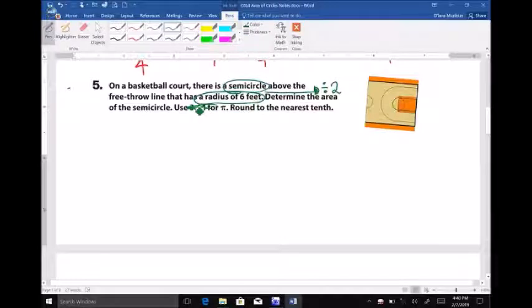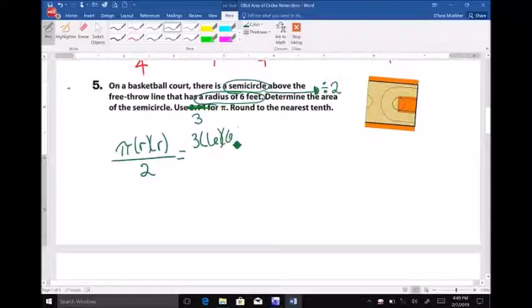We're going to go ahead and use 3 instead of 3.14. So let's go ahead and set that one up. The same formula for the area of a circle, which is pi times radius squared, but we are going to be dividing by 2 because it is a semicircle. So now we have pi is 3, the radius is 6, and divide that by 2.